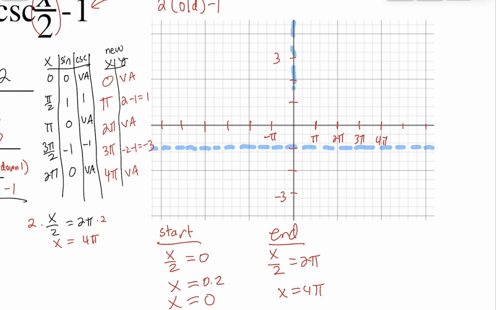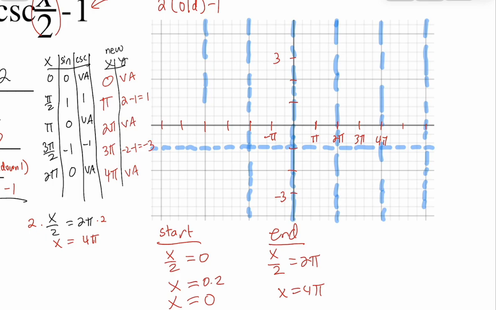Then let's put on our vertical asymptotes. We have one at 0, at 2 pi, and at 4 pi. Now that we know the spacing, everything on these are equally spaced. We can put on any extra ones that fill up our graph paper. I am the best asymptote maker. Okay, so there we've got our asymptotes.